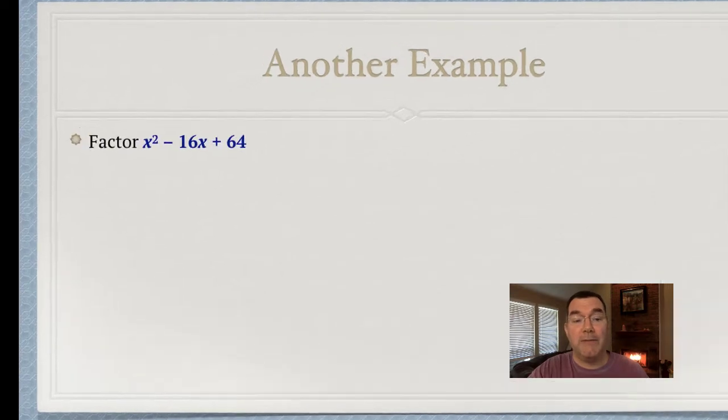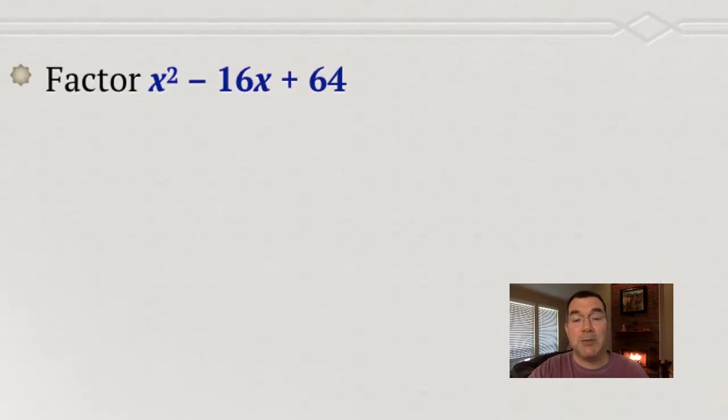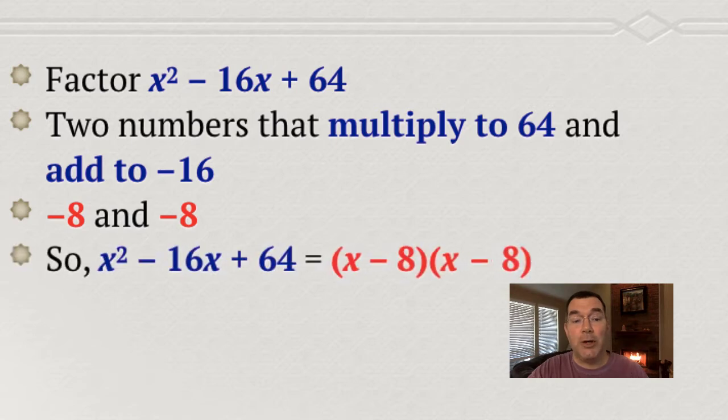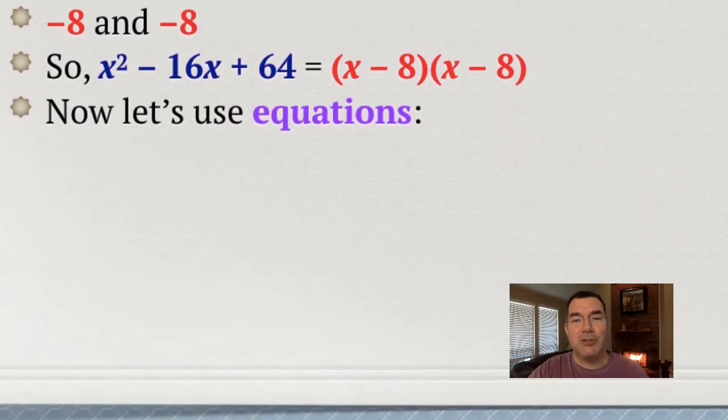Here's another example. If I have x squared minus 16x plus 64, if I were to factor that, then I would need two numbers that multiply to give 64 and add to give -16. And those two numbers would be -8 and -8. So in order to factor that, I would end up with (x minus 8) times (x minus 8). Now those two factors are exactly the same, so really it's not like I have two different solutions, I just have one, and we'll see that as we solve the equation.